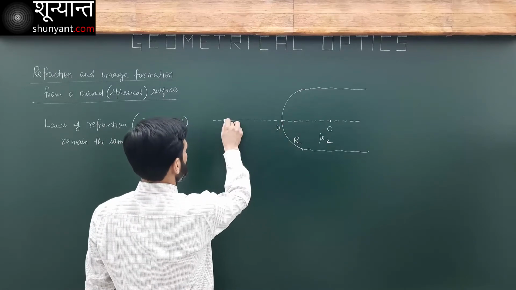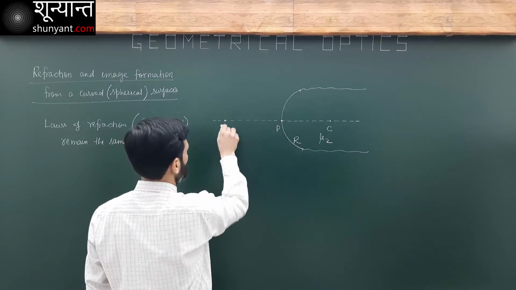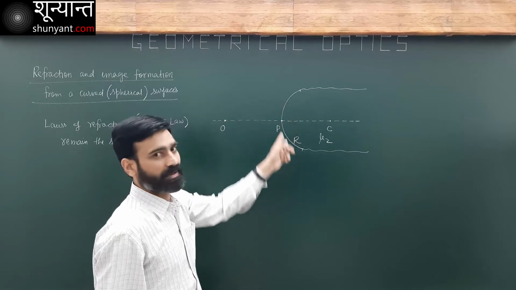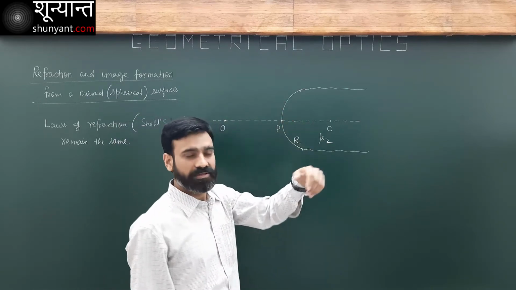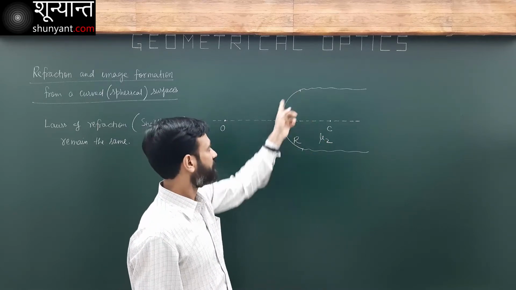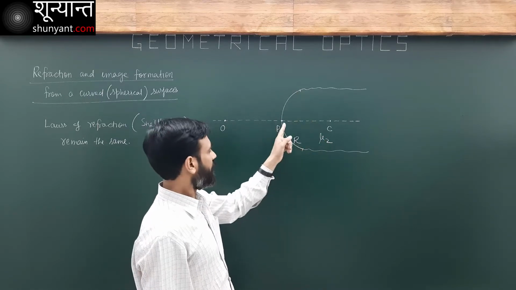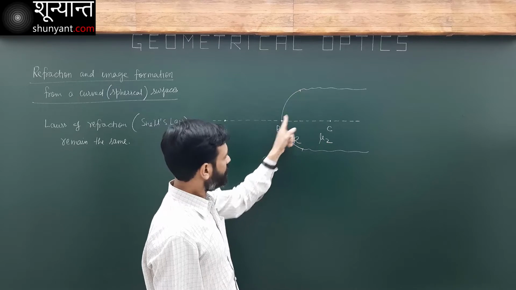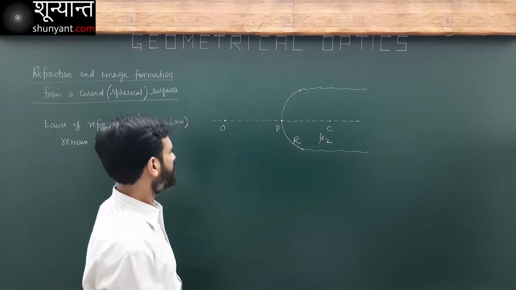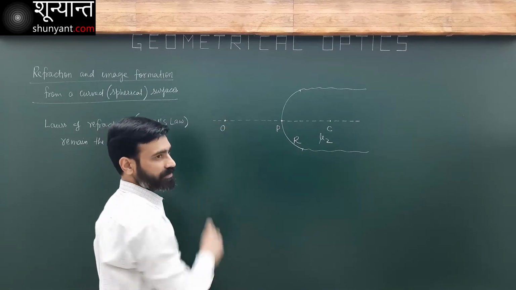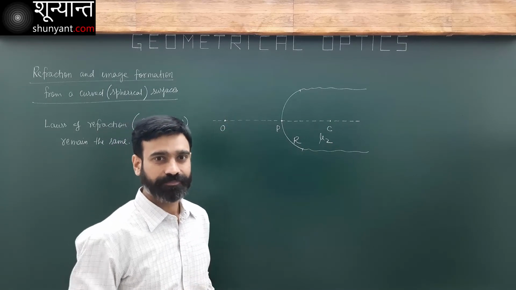And I have one object here. This is my object. This is the radius of this spherical surface. This is the pole. Now the line connecting this pole with the center becomes the principal axis. The object is kept on the principal axis. Now, where will the image be?